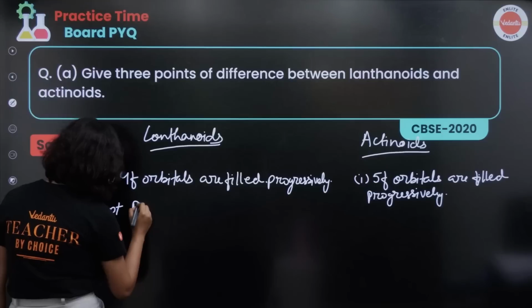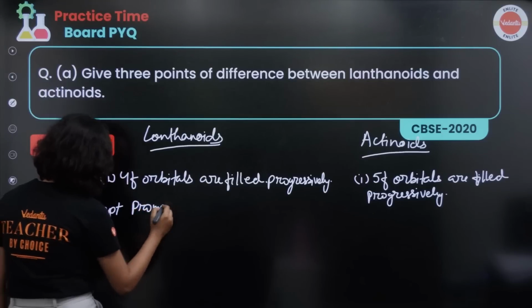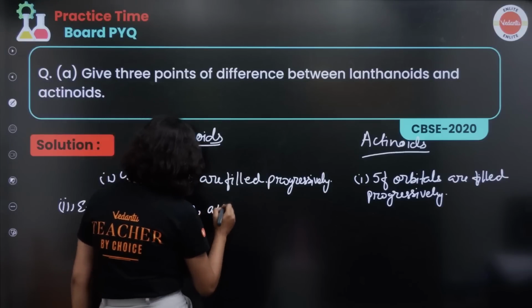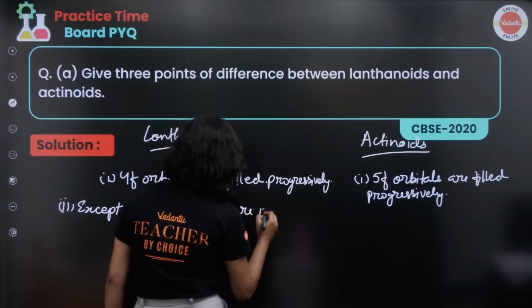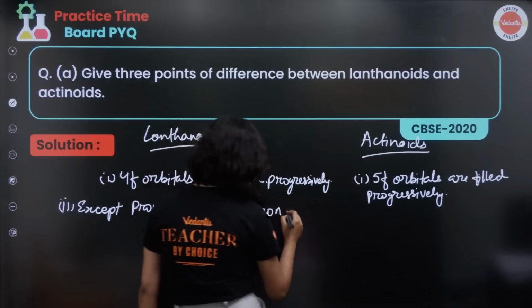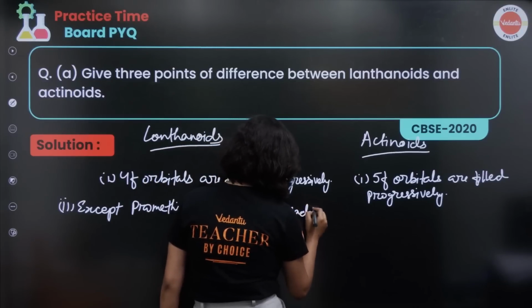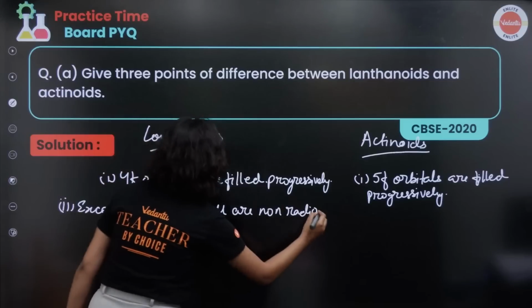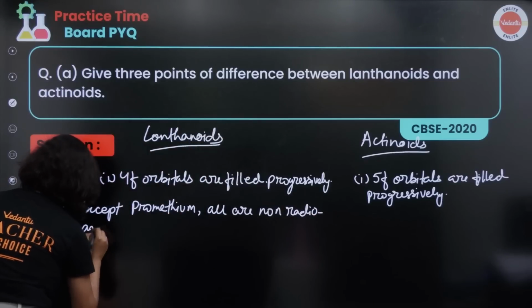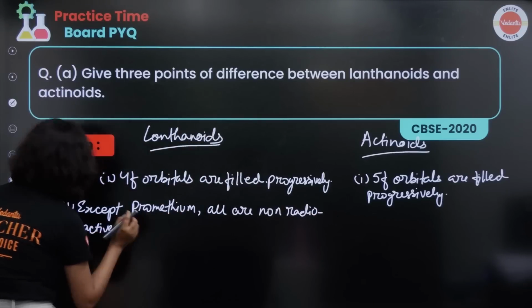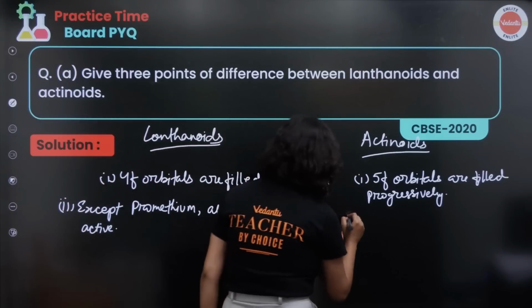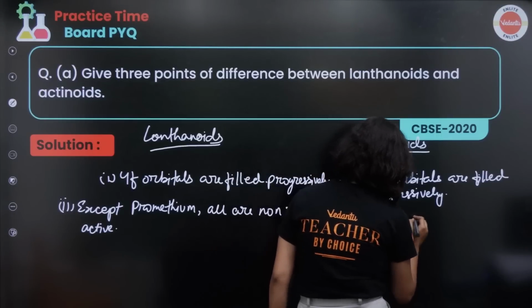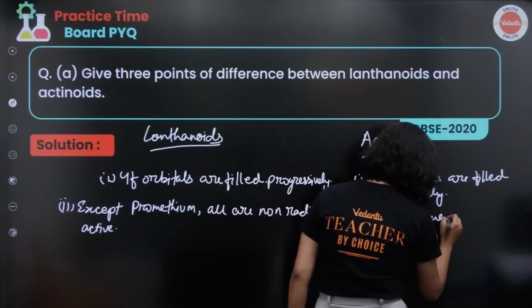Next, except promethium, all of the lanthanoids are non-radioactive. Here, all the elements are radioactive.